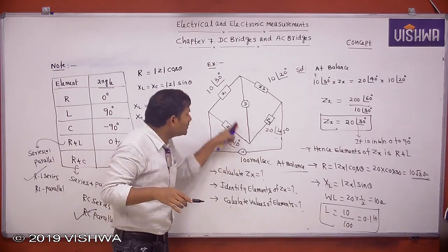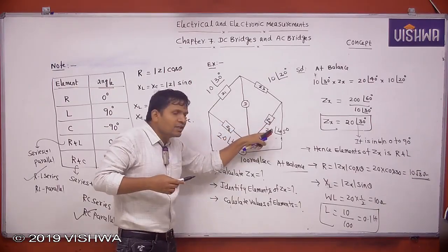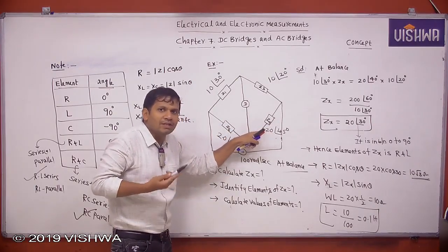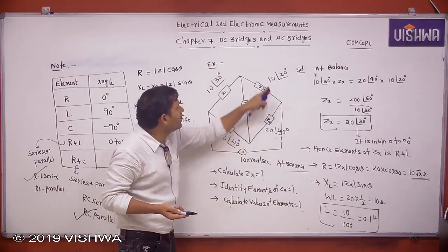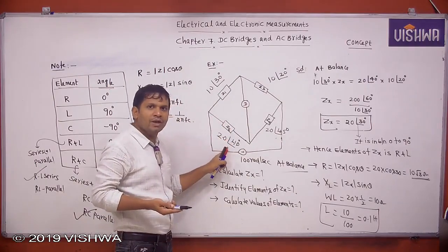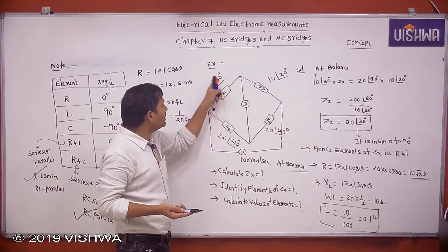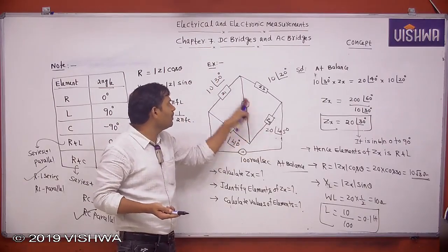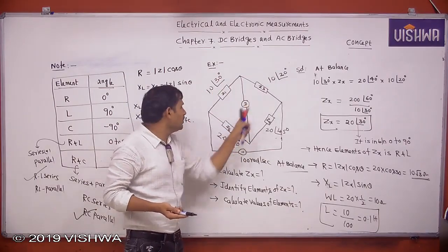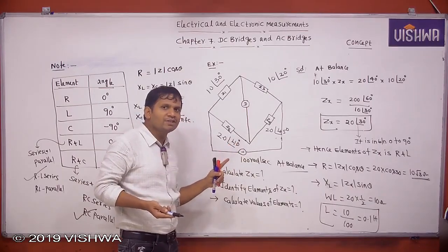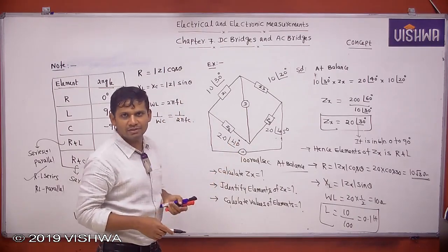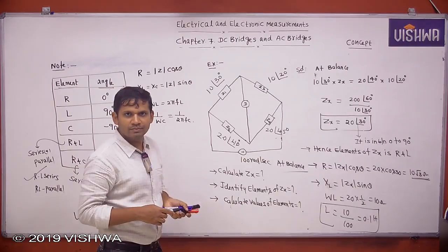But in this problem, if it is given like this, can you check whether the bridge is balanced or unbalanced? Unbalanced. Why? 10 into 200, 10 into 200. Yes, the magnitude condition is satisfied. Then what is the angle condition? We add angles in multiplication. 45 plus 30, 75. 20 plus 40, 60. Is the phase condition satisfied? No. That's why the bridge is unbalanced. Like that you answer.